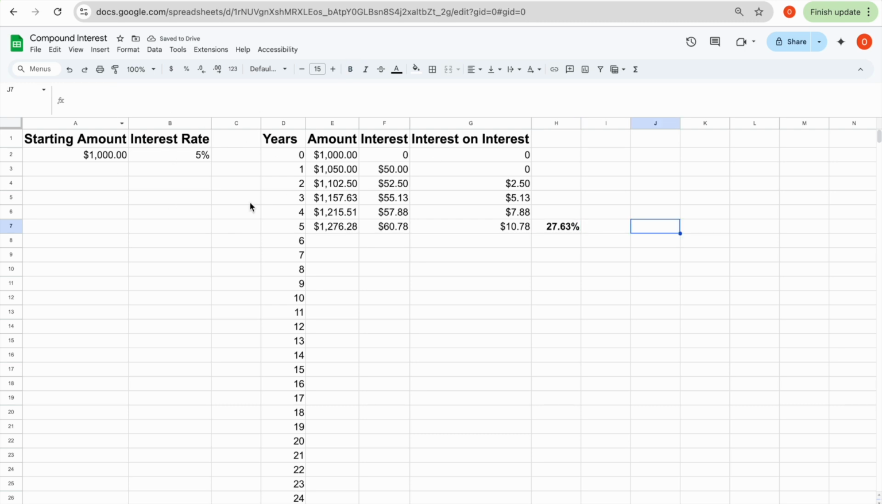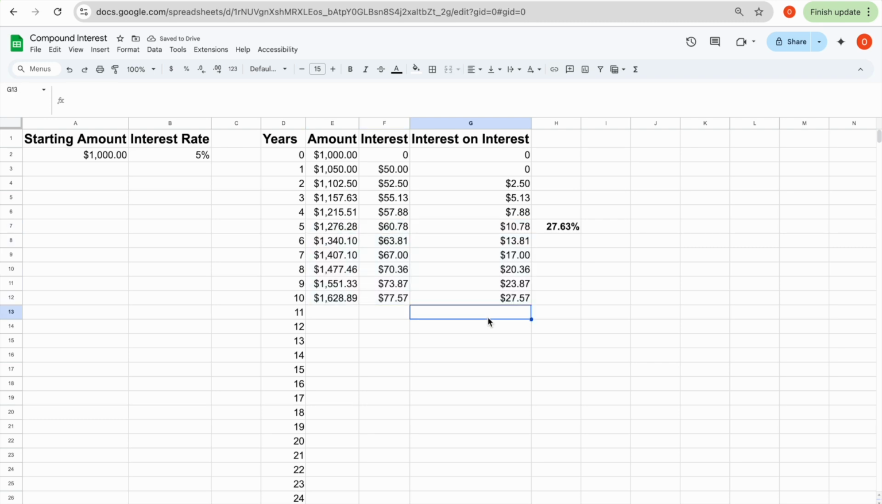Because even though you're only growing 5% per year, after 5 years, it's not 5%. And it's not 5 times 5, it's not 25%, it's actually 27.63% growth from your initial investment of $1,000. And I think that is fascinating. But let's go a little bit even further to see how much this grows. We're going to jump out 5 more years to the 10-year mark.